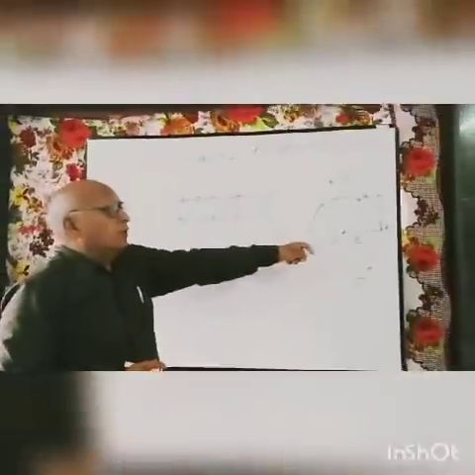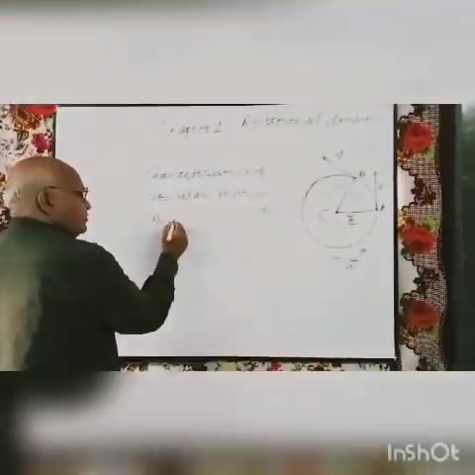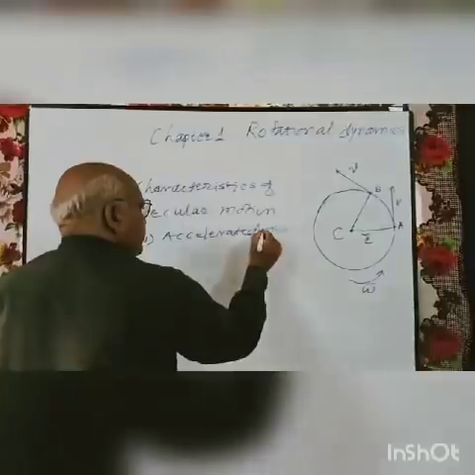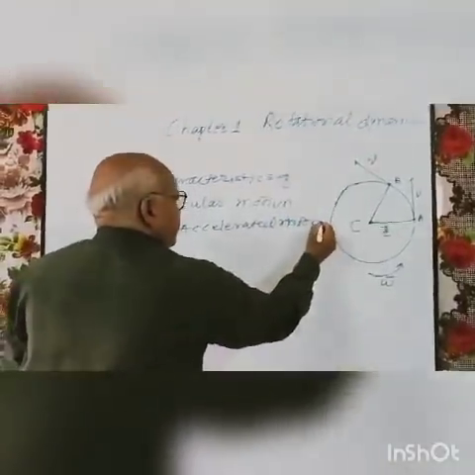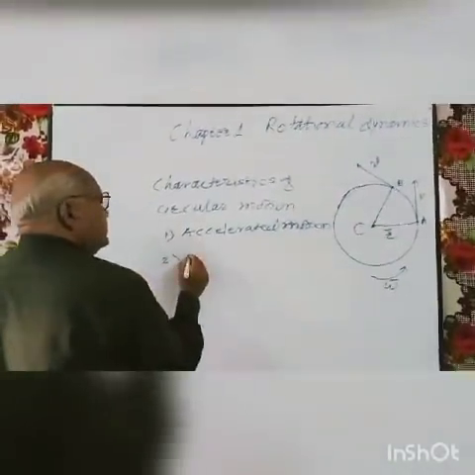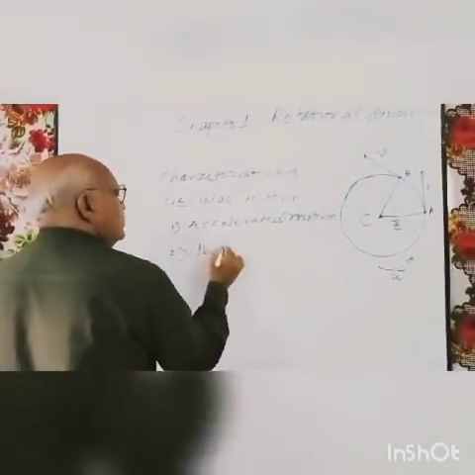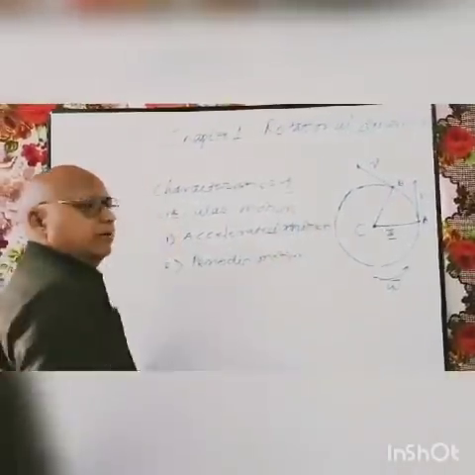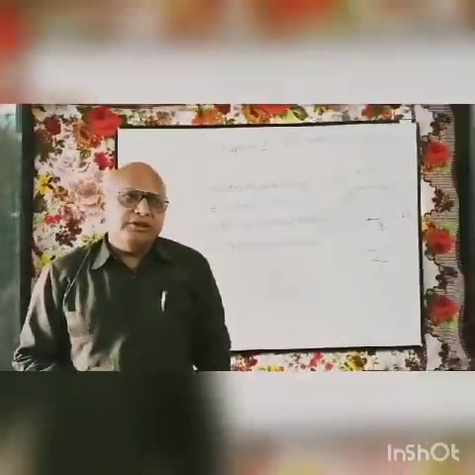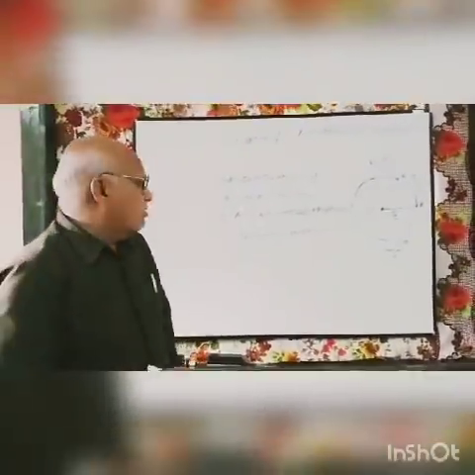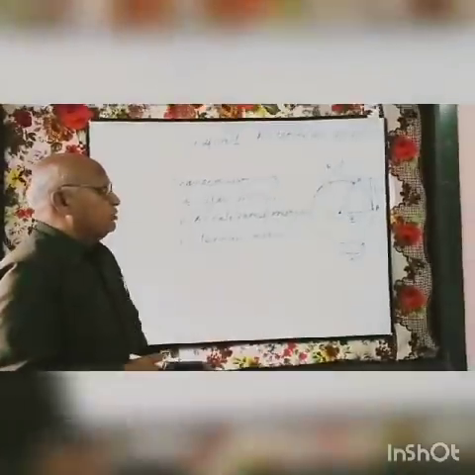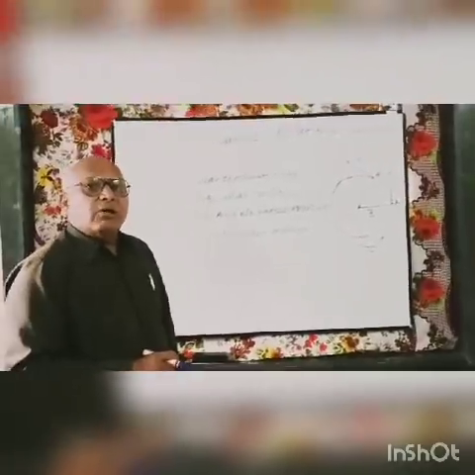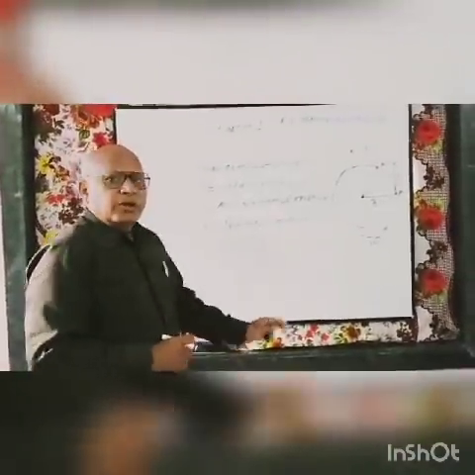Next, this motion is a periodic motion. First point, it is an accelerated motion. Second point, this motion is a periodic motion. What is periodic motion? The motion which is repeated in equal intervals of time is called periodic motion. And mostly in circular motion, the time taken by the particle to complete one revolution is constant, and that's why it is a periodic motion.